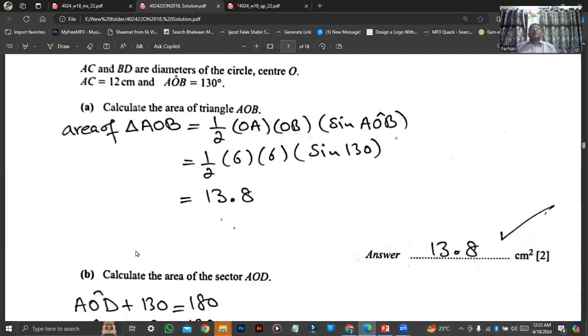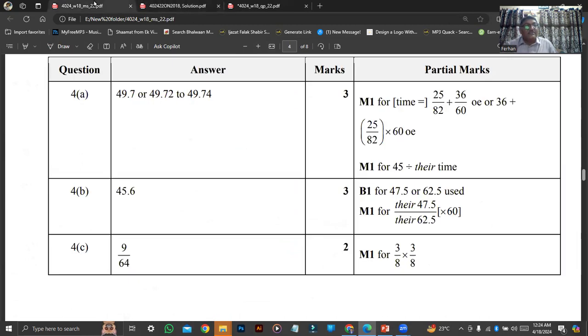So 1/2 into OA into OB into sine of the angle AOB. So 1/2 into 6 into 6 into sine 130. So that is 13.8. So 13.8 is the answer, sir.